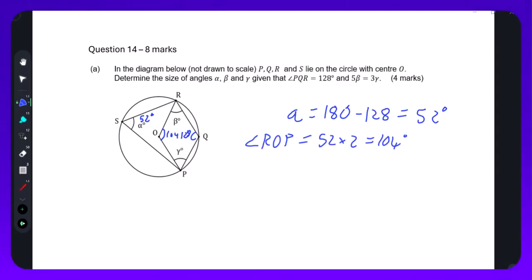So that means that for this quadrilateral of ROQP, it has to add up to 360. So we're going to have the gamma and the y equaling what is left over. So it's going to be 360, take 104, take 128. 104 and 128 is 232. So 360 minus 232 equals 128.